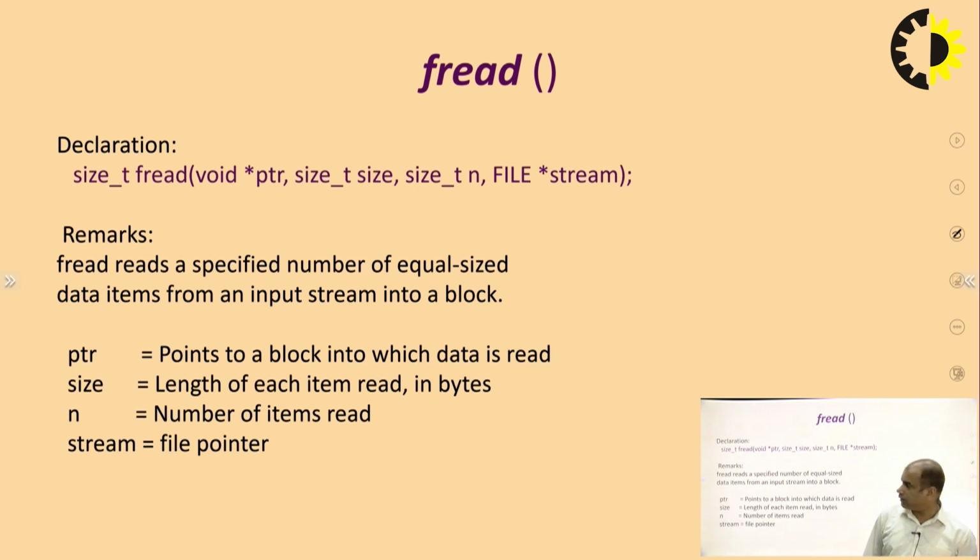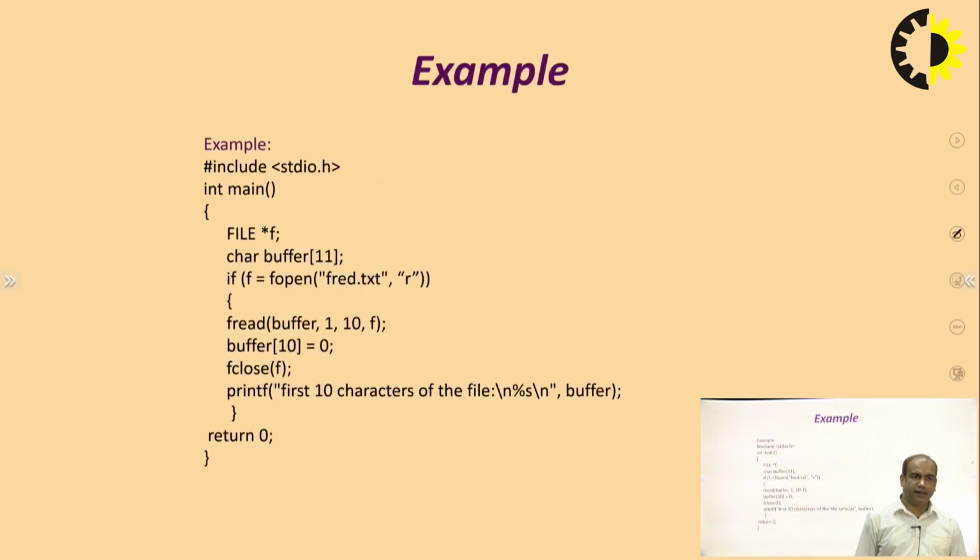So the syntax is size_t fread, which takes a pointer type variable, also the size, next the number, and the file stream. PTR represents the pointer to a block into which data is read. Size is the length of each item read, in bytes. N is the number of items read, and stream is the file pointer. Here is the example of how we are going to read that file.